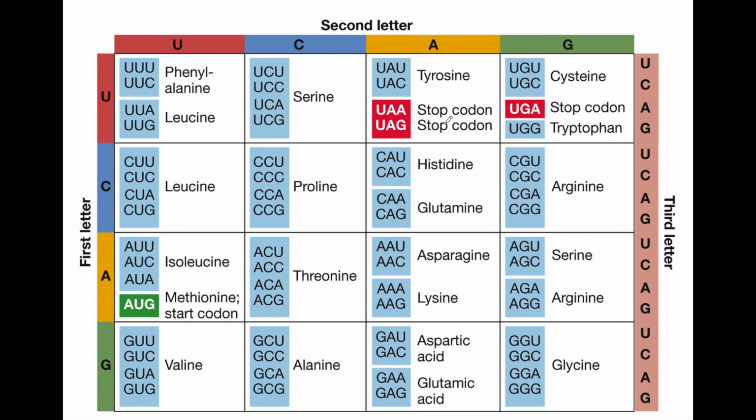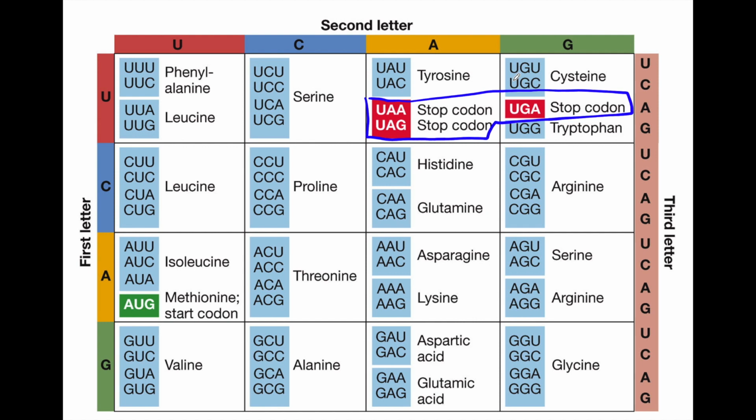Now, there are also stop codons. You do not have to memorize their letters, like UGA. You don't have to memorize that. You should just know that there are stop codons, that the stop codons say stop translation here, stop building the protein. And also that the stop codons do not code for any amino acid.